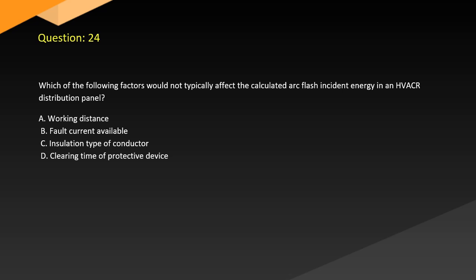Question 24. Which of the following factors would not typically affect the calculated arc flash incident energy in an HVAC distribution panel? A. Working distance. B. Fault current available. C. Insulation type of conductor. D. Clearing time of protective device.